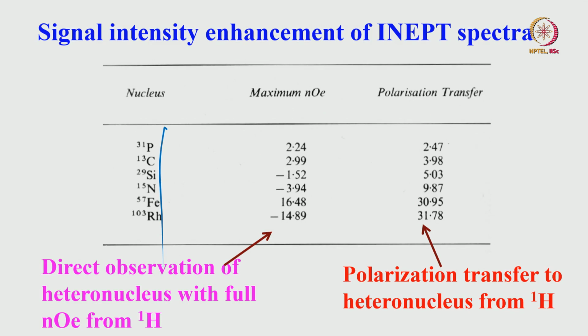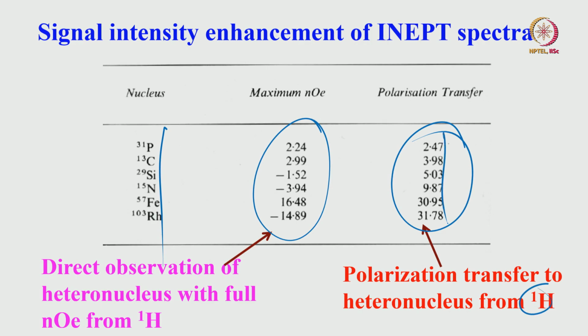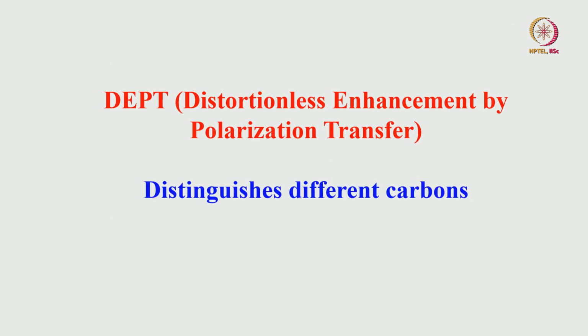If you do the comparison, how much is the gain during polarization transfer and what is the maximum intensity gain you will get with NOE, they can be easily compared. Polarization transfer from proton to heteronuclei like this, for example, in the case of rhodium, you get 30 times enhancement of the signal. For iron, 30. For example, carbon 4 times, silicon 5 times, nitrogen 10 times approximately. And this is the advantage of this.